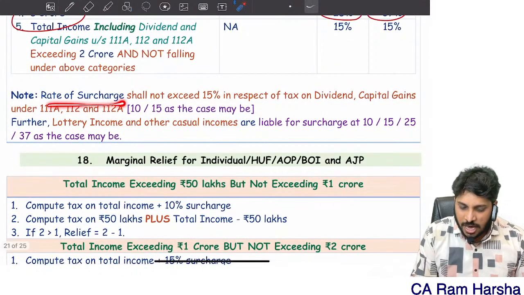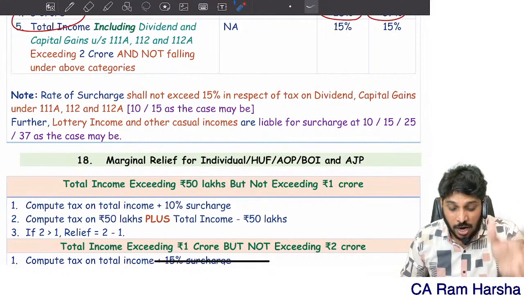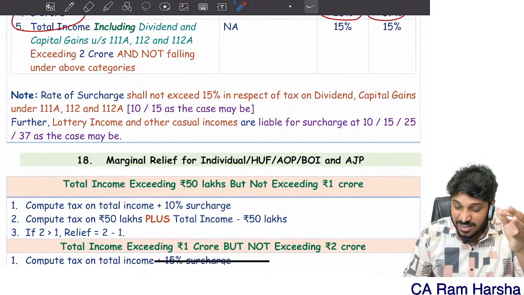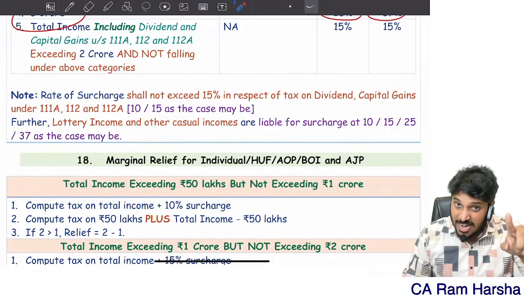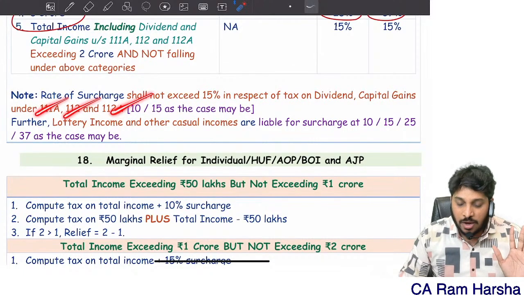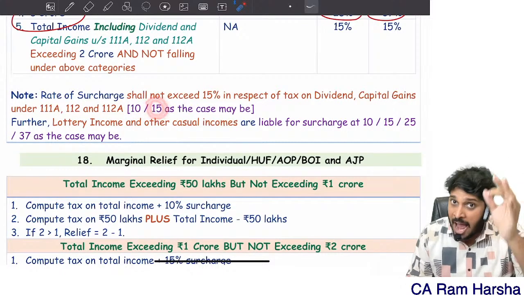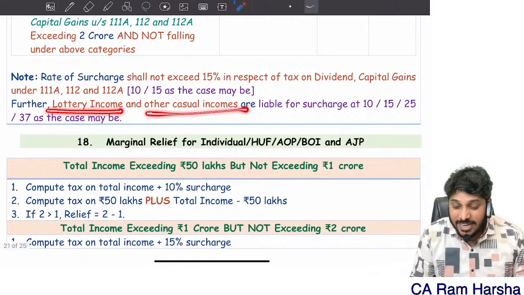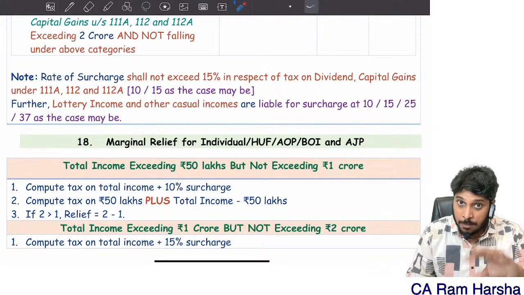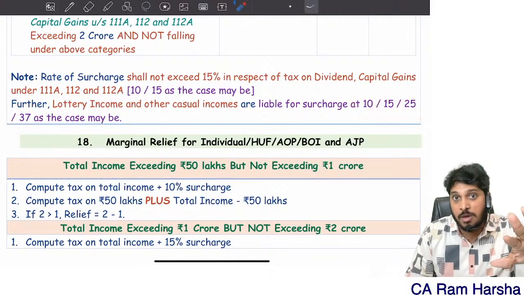Rate of surcharge shall not exceed 15% for dividend, capital gain, all this. Dividend-related tax, capital gains, 111A, 112, 112A. Only for this, the surcharge rate can be either 10 or maximum 15. Whereas the remaining incomes, lottery and other casual incomes, are liable for surcharge depending upon the 1, 2, 3, 4 category, either 10, 15, 25, 37 as the case may be.